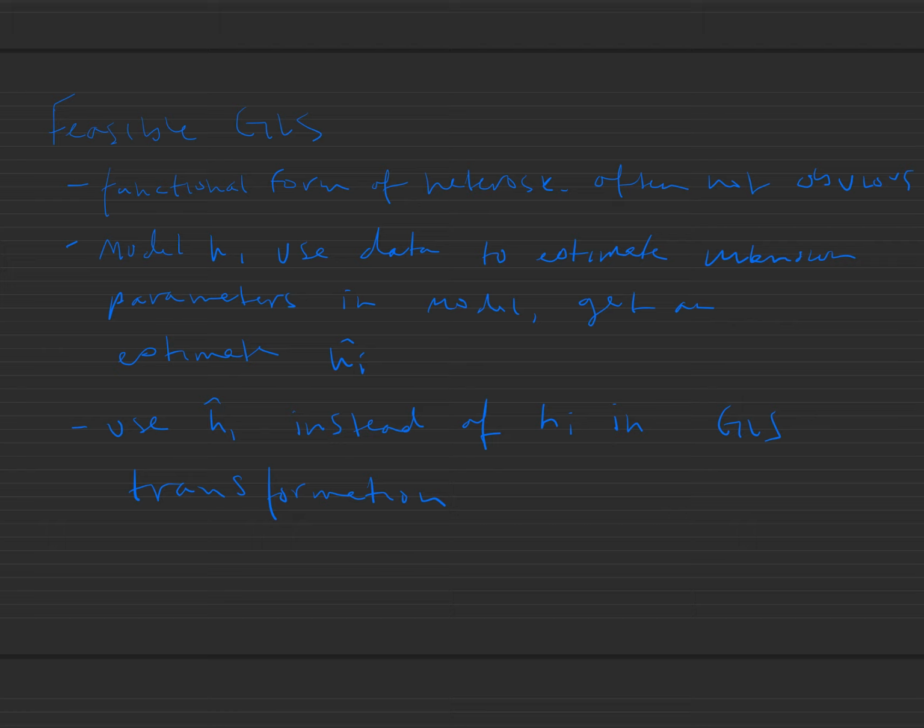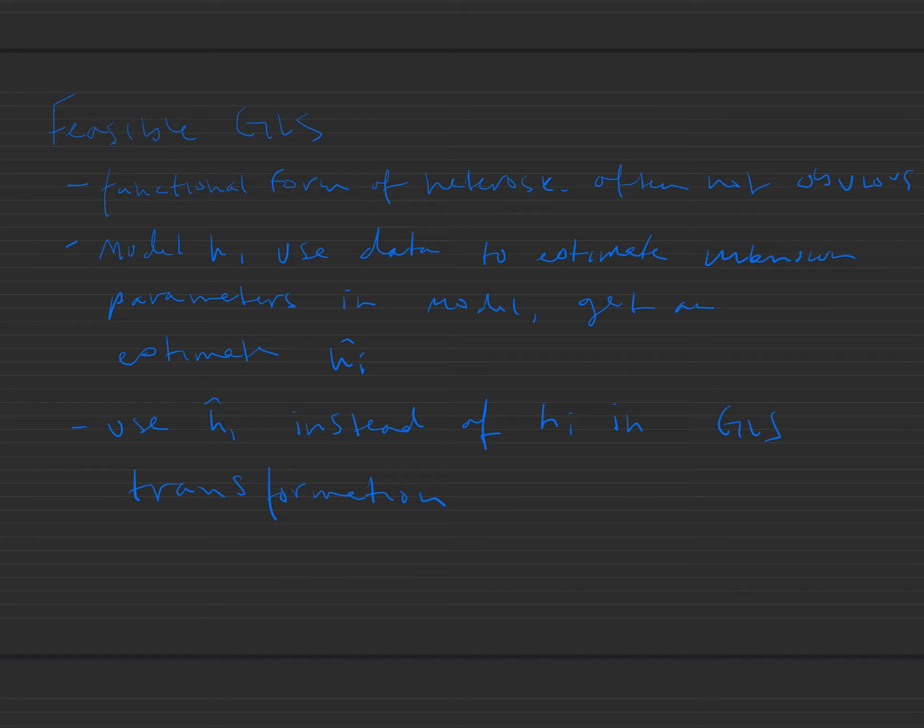In this video we're going to discuss feasible GLS. The functional form of heteroskedasticity is often not obvious, so it can often be very difficult to think of what to use for that function of h with which to estimate weighted least squares. So what are we to do?